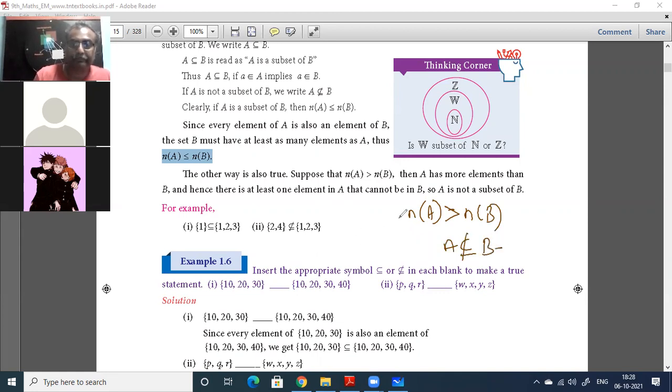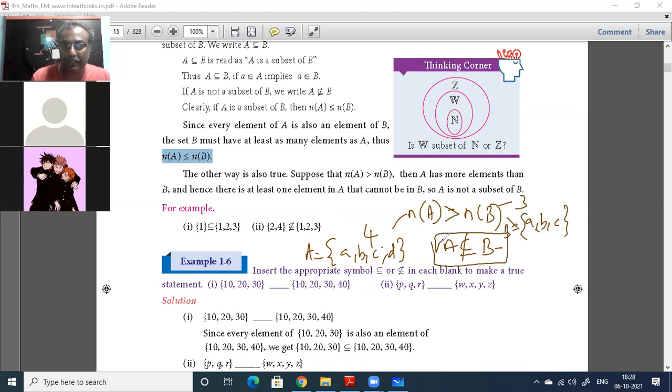Suppose n(A) is 4 and n(B) is 3. That means set B has A, B, C. But set A has 4 elements, so A, B, C, and D. So how can set A be a subset of set B? Set B can be a subset of set A, but set A cannot be a subset of set B. Set A is not a subset of B if n(A) is greater than n(B).